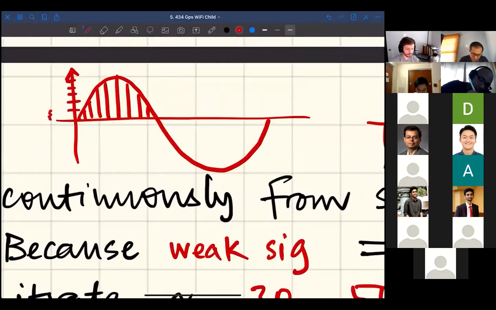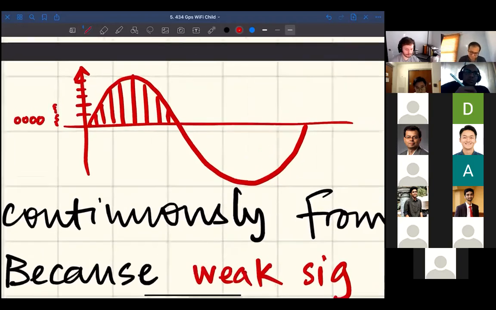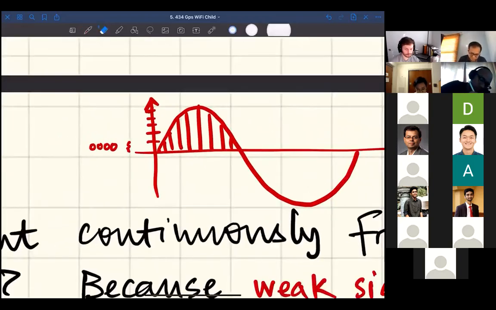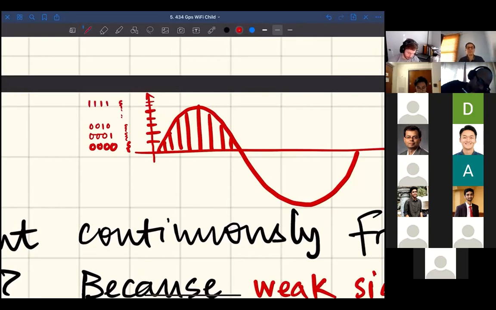then I expect to see 0, 0, 0, 0. If the sample falls in this region, then it's 0, 0, 0, 1. If the sample falls in this region, then it's 0, 0, 1, 0, and so on. If you have 8 of them, if the sample falls in the highest region, you have 1, 1, 1, 1. So each sample is giving you information for how many bits?